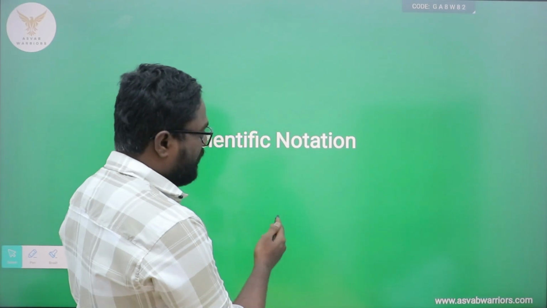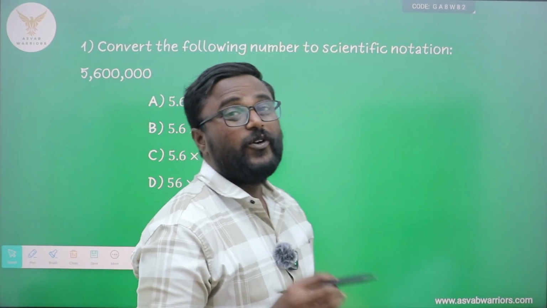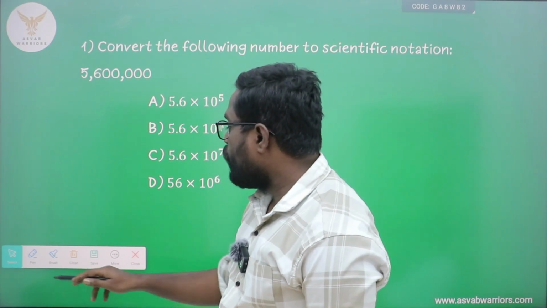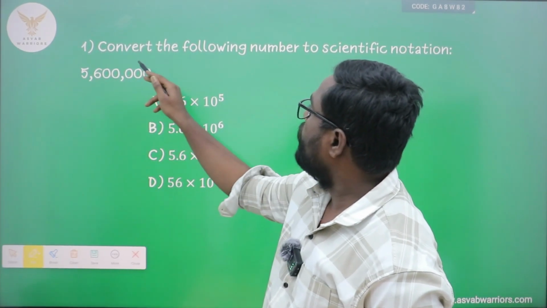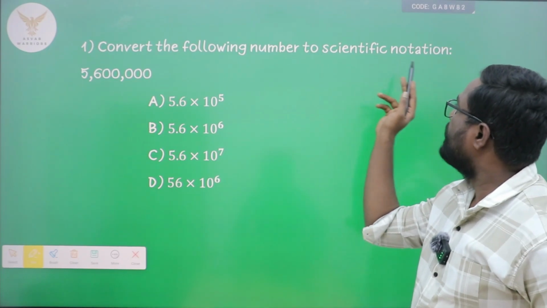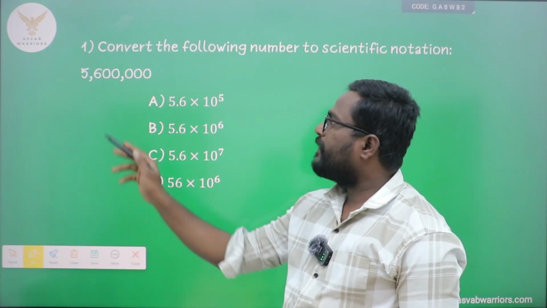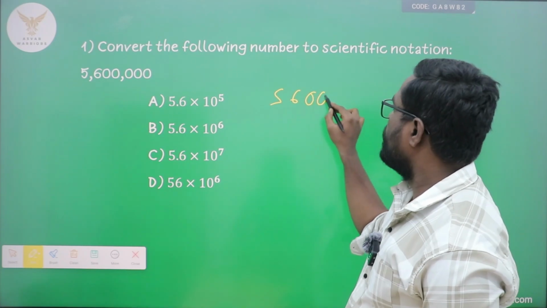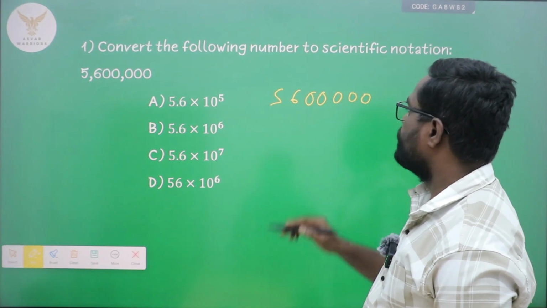Now let us move on to the next topic, which is scientific notation, which is also very important in exponents and powers. If you observe carefully, convert the following number to scientific notation. The number is 5,600,000.